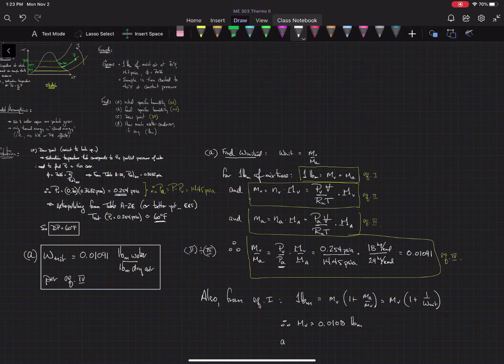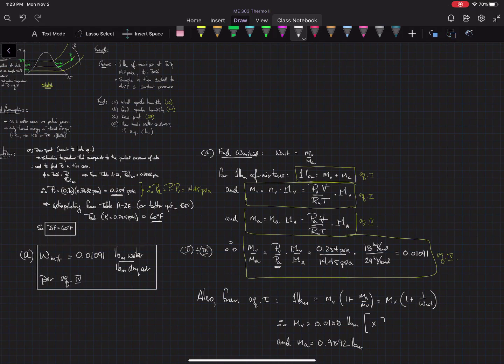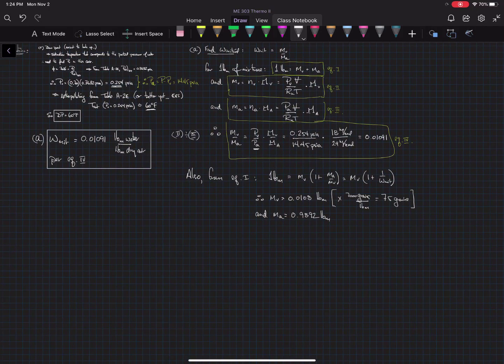And how much vapor we have in there too. So out of the 1 pound, we have 0.0108 pound mass of vapor and 0.9892 pound mass of dry air. Remember, we can't just get it straight out of the omega value of specific humidity because it's normalized by pounds of dry air, and of course we have a different mass.